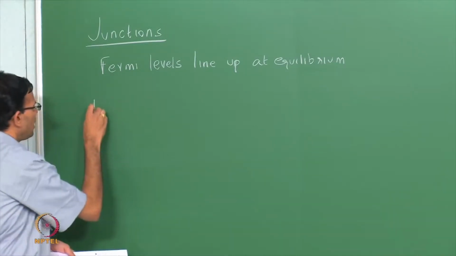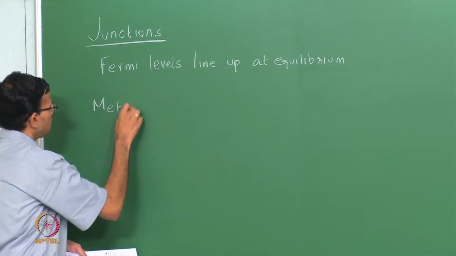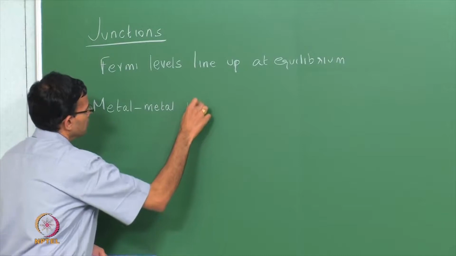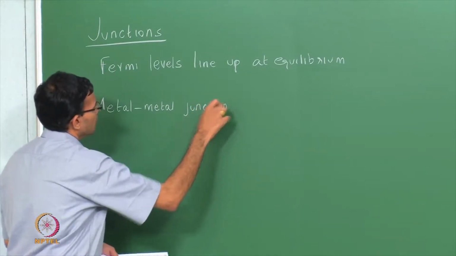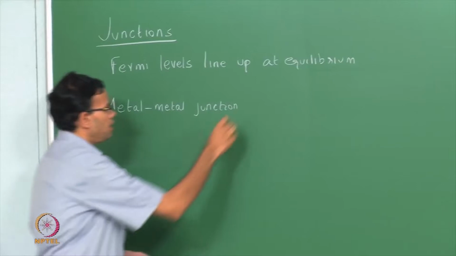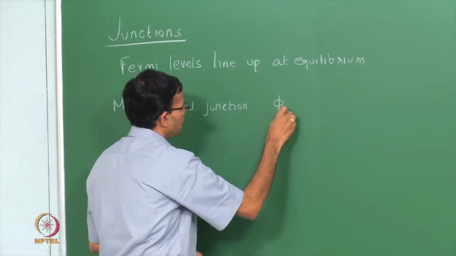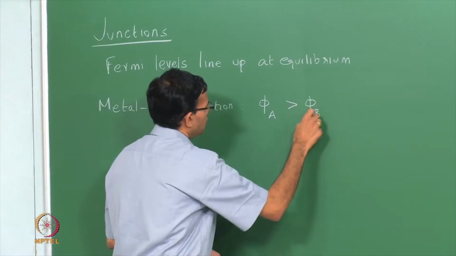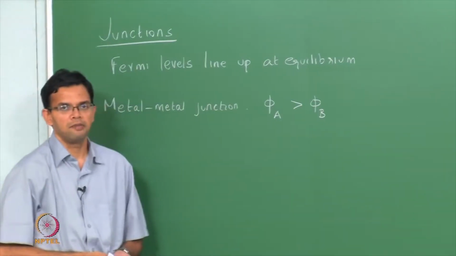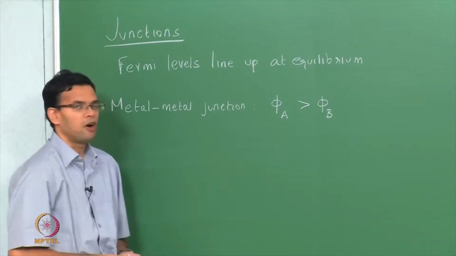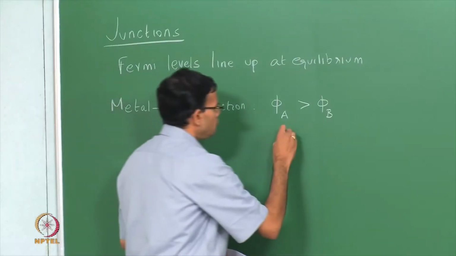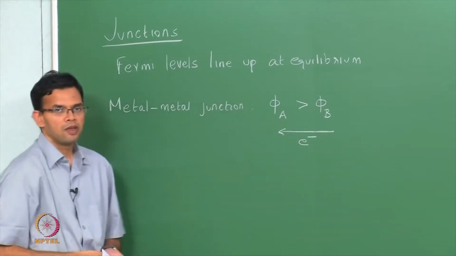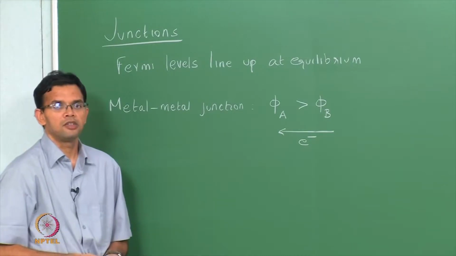We first looked at a metal-metal junction. So, we have two metals A and B with work functions phi A and phi B, and we also said that phi A is greater than phi B. In such a case, we found out that electrons will move from B to A, and this will create a contact potential.